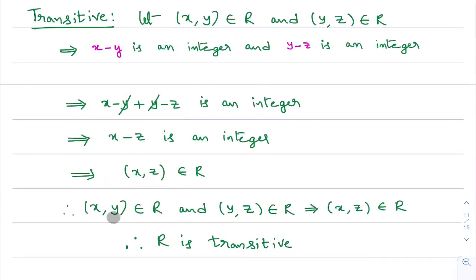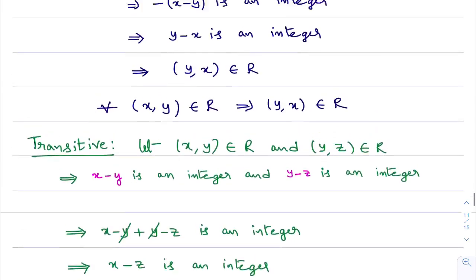So what you proved here: ordered pair (x, y) belongs to R and ordered pair (y, z) belongs to R implies ordered pair (x, z) belongs to this relation. Therefore, this relation is transitive. What is the transitive property? If (x, y) and (y, z) both are in the relation, then we check whether (x, z) is there in that relation or not. Here (x, z) belongs to this relation. Therefore, this relation is transitive. I hope you are understanding.